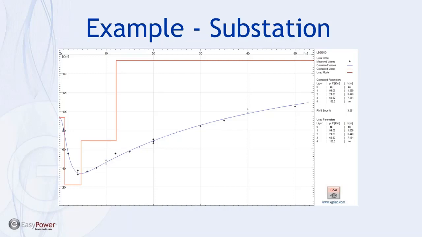The program iterates until it finds the model with the least error. There's an RMS error value on the far right-hand side that shows about 3.261%, which is a pretty low value. It indicates how well the model on the screen matches the data that we've measured. In this case, it looks like we have a 4-layer model with the parameters called out on the right.